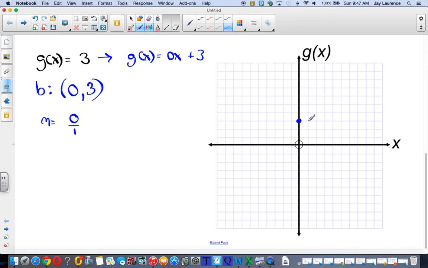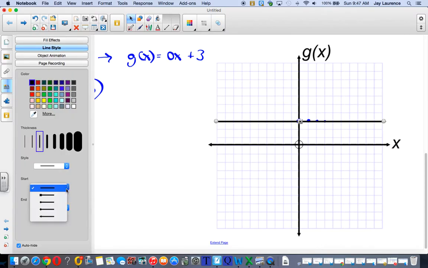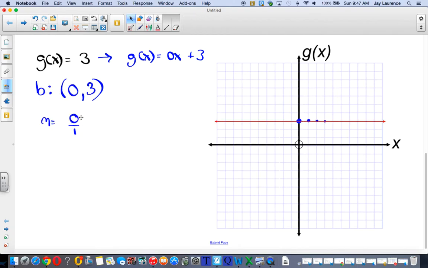And then I'm going to rise 0, run 1. Rise 0, run 1. Look at that, I got a horizontal line. So a horizontal line has 0 slope. Now, I've got to warn you, 0 does not mean no. It means level. 0 does not mean no. Did you get that? 0 means level. So it has 0 slope because the fraction 0 over 1 would simplify to 0. This is a line with 0 slope.